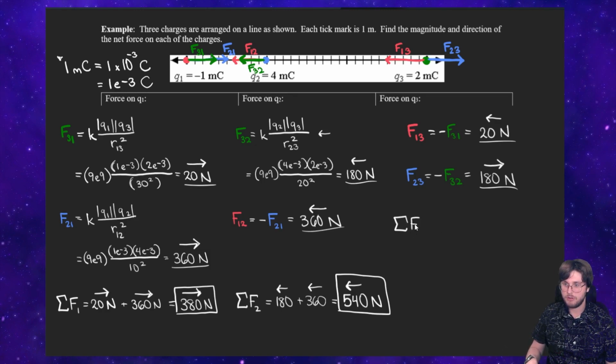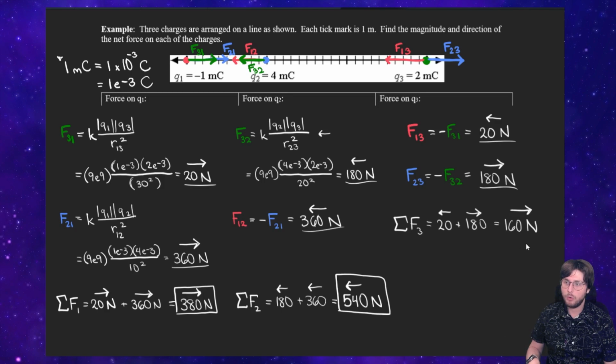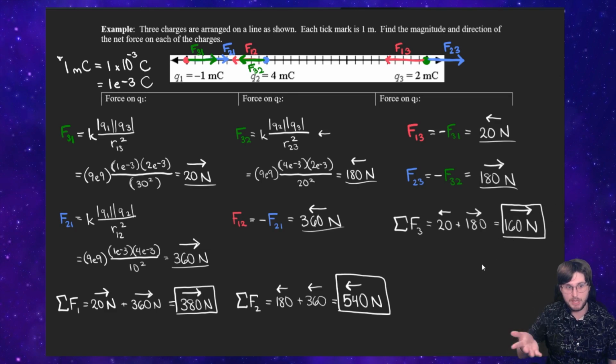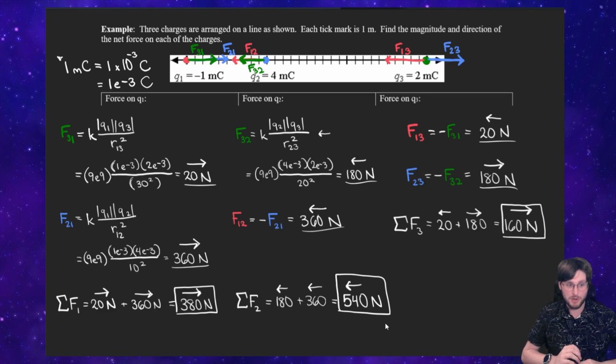So net force on 3 is going to equal 20 newtons to the left plus 180 newtons to the right. Finally, some forces with opposite direction. Because they have opposite direction, we need to subtract them from each other. 180 is going to win that battle. So we will end up with 180 minus 20, which is 160 newtons to the right. You could also do that calculation as negative 20 plus 180, which would amount to positive 160 newtons, indicating it's going to the right. Whatever the case, we just made an otherwise very tedious problem a little bit quicker using that principle of equal and opposite forces.